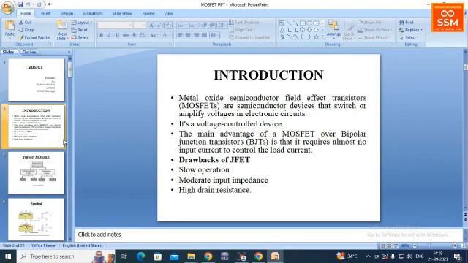For most of the industrial applications in VLSI based industries, MOSFET is preferred. And what are the drawbacks when we compare with the JFET? The JFET has only slow operations, its input impedance is very moderate, and it has high drain resistance. These are some of the drawbacks of JFET, and these four drawbacks are overcome in the MOSFET.